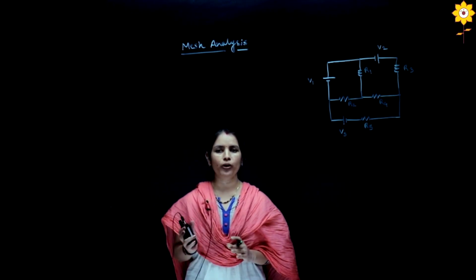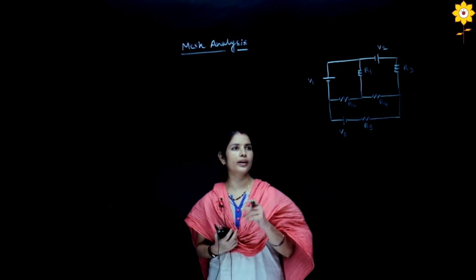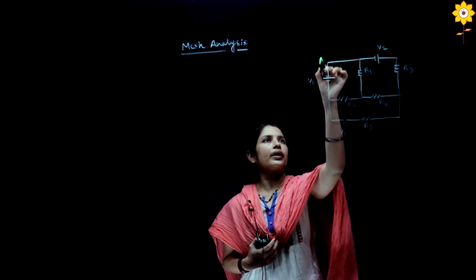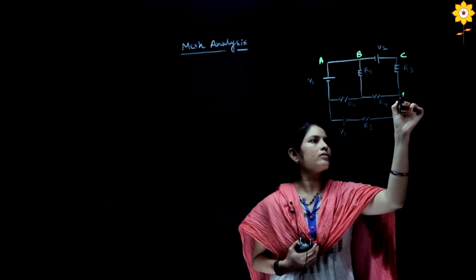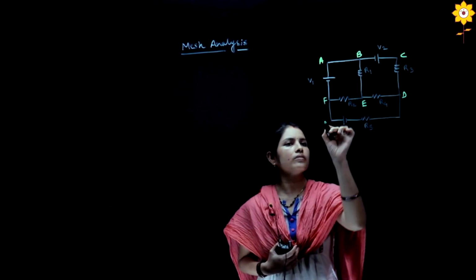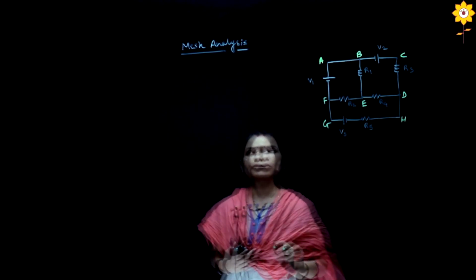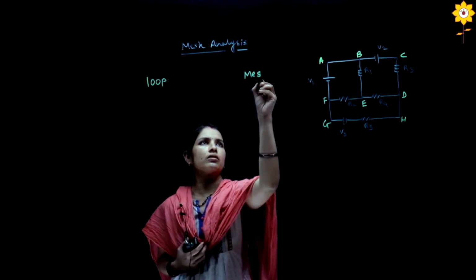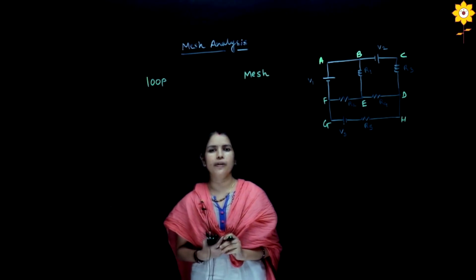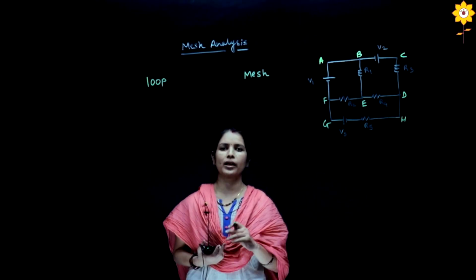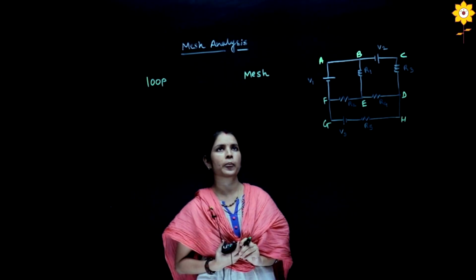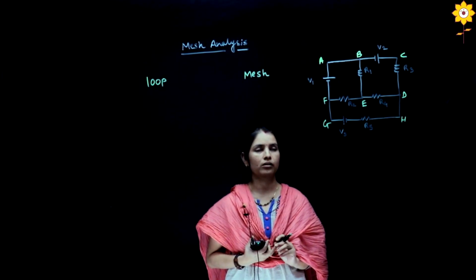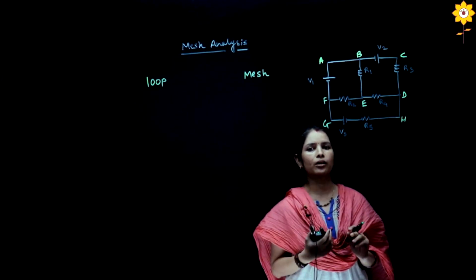To differentiate what is a mesh and what is a loop, I have already drawn one network. So, here I will be writing some terms over here. First of all, we have two different terms, loop and mesh. First we will understand the difference between these two terms, then we will go to the basics of mesh analysis. Here, a loop may consist of any closed circuit. So, in the given diagram there may be n number of loops.